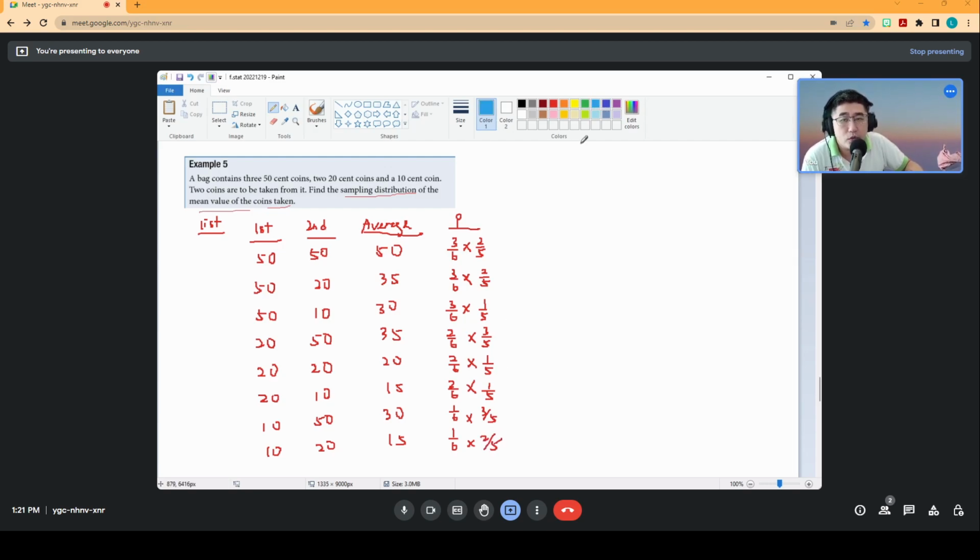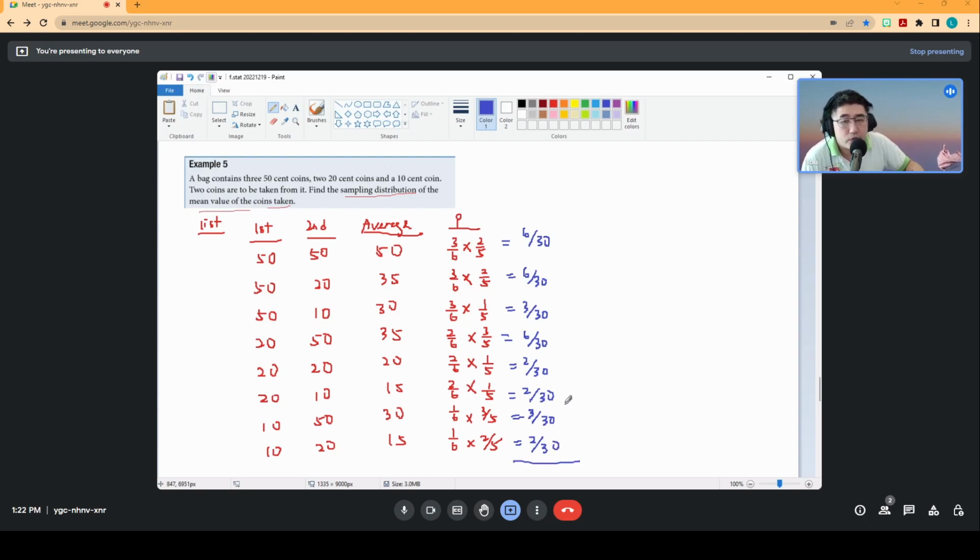So if I do a simple calculation, I'm not going to simplify everything. I will just multiply the numbers. I have 6 out of 30, 6 out of 30, 3 out of 30, 6 out of 30, 2 out of 30, 2 out of 30, 3 out of 30, and 2 out of 30.